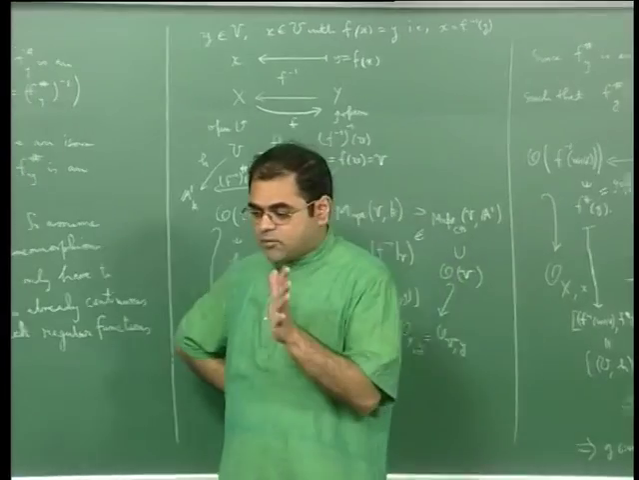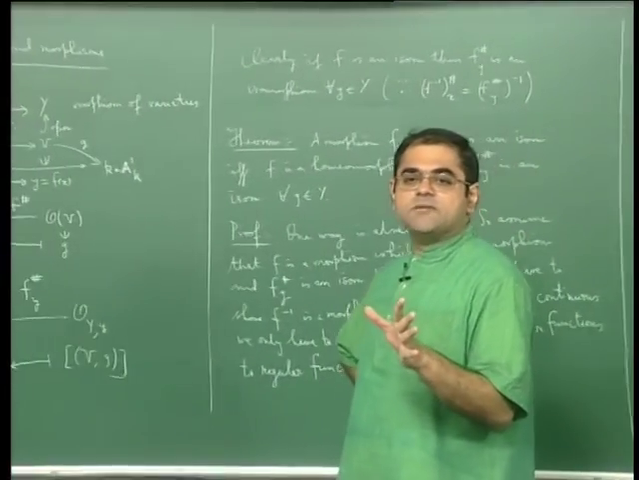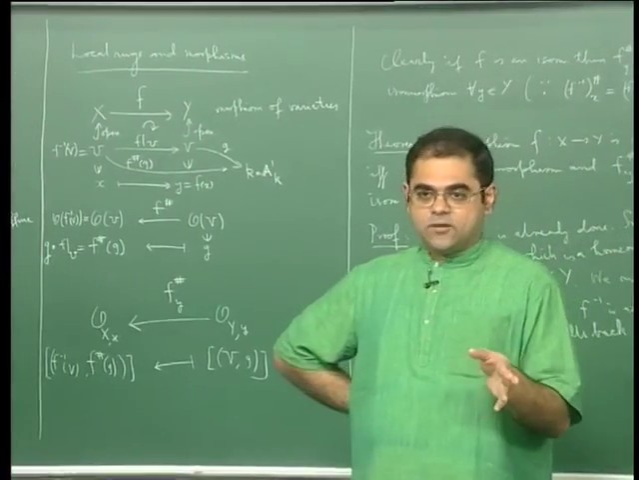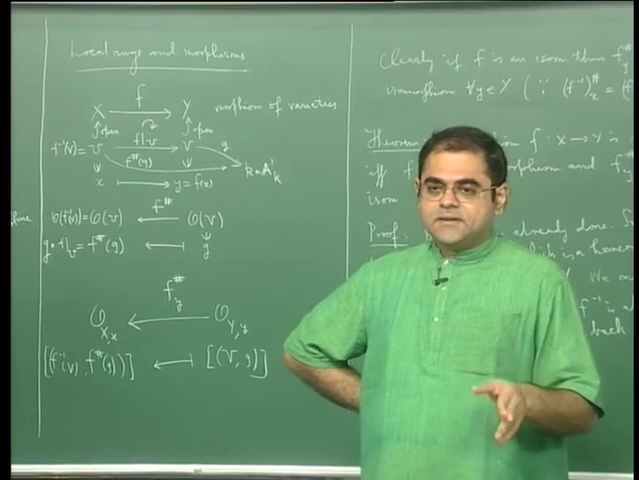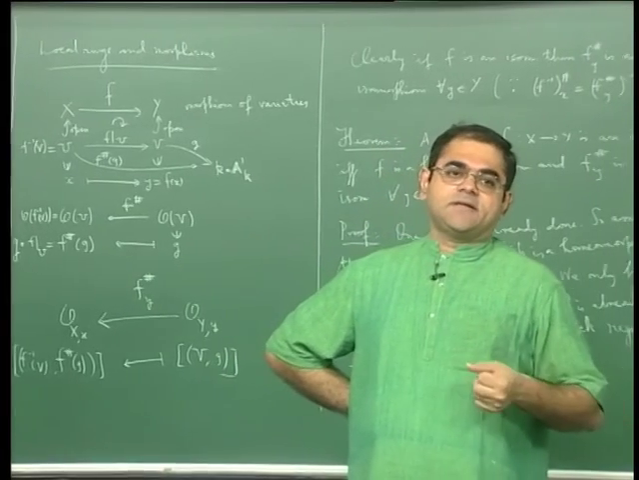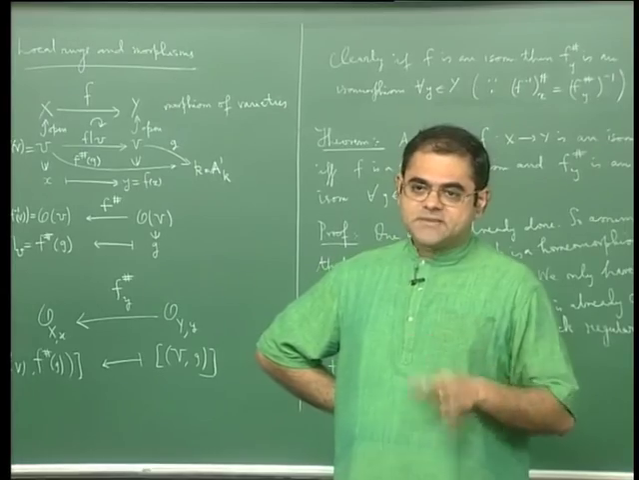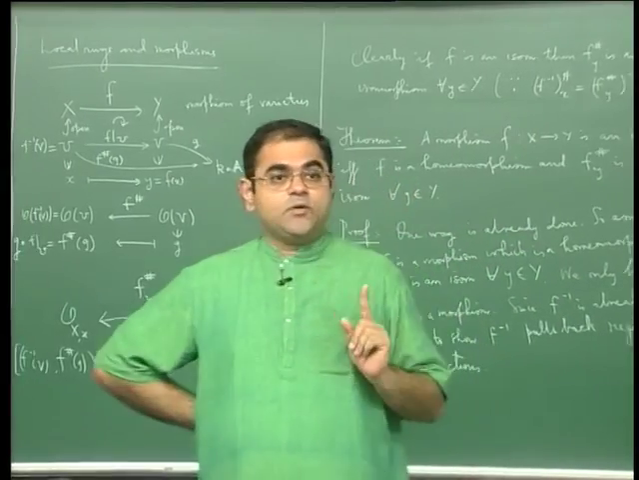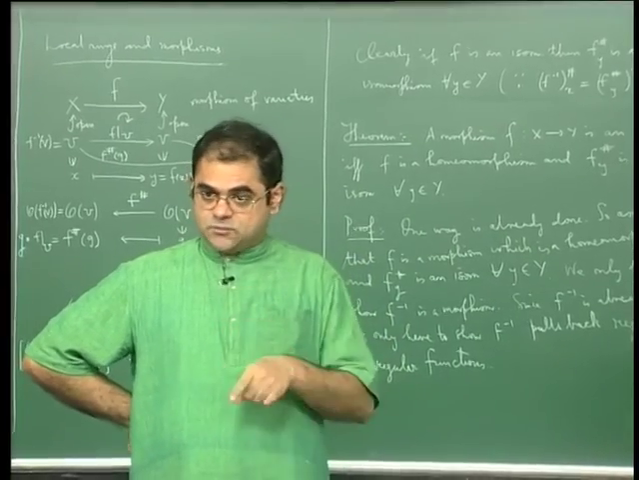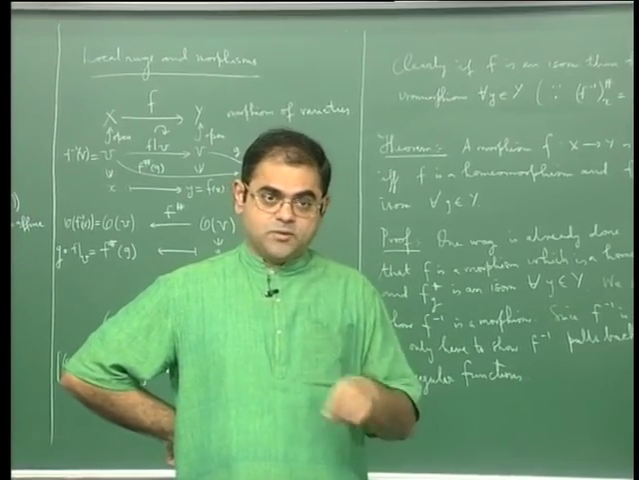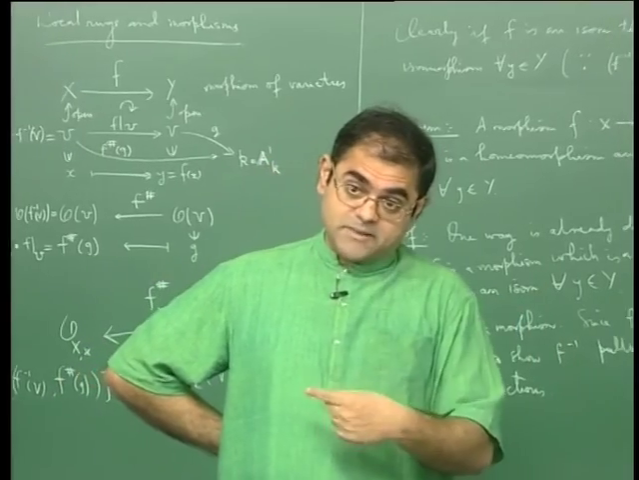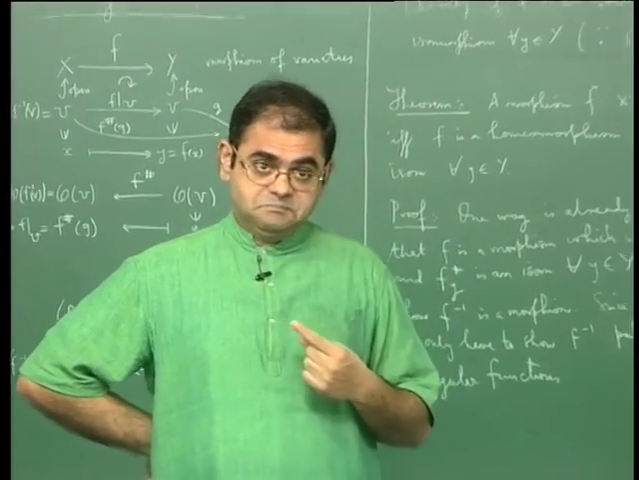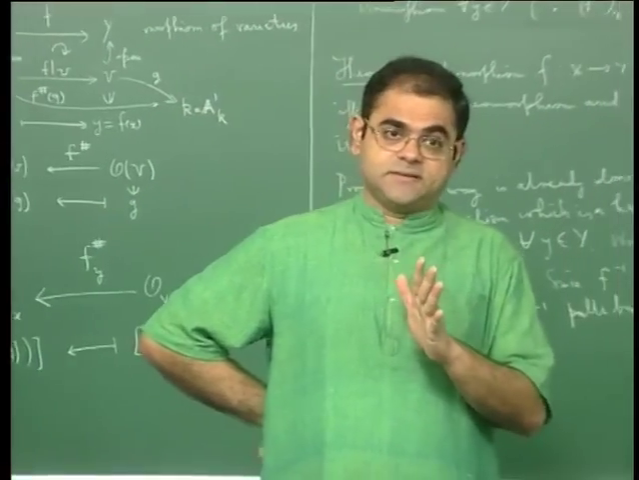So from now onwards, whenever you see a morphism which is topologically a homeomorphism, what is an easy way to check that it is actually an isomorphism? You just check that at local rings it induces isomorphisms. And mind you, I told you that there are morphisms which are topologically isomorphisms, that is homeomorphisms, but for which the inverse map is not a morphism. There are morphisms like that.